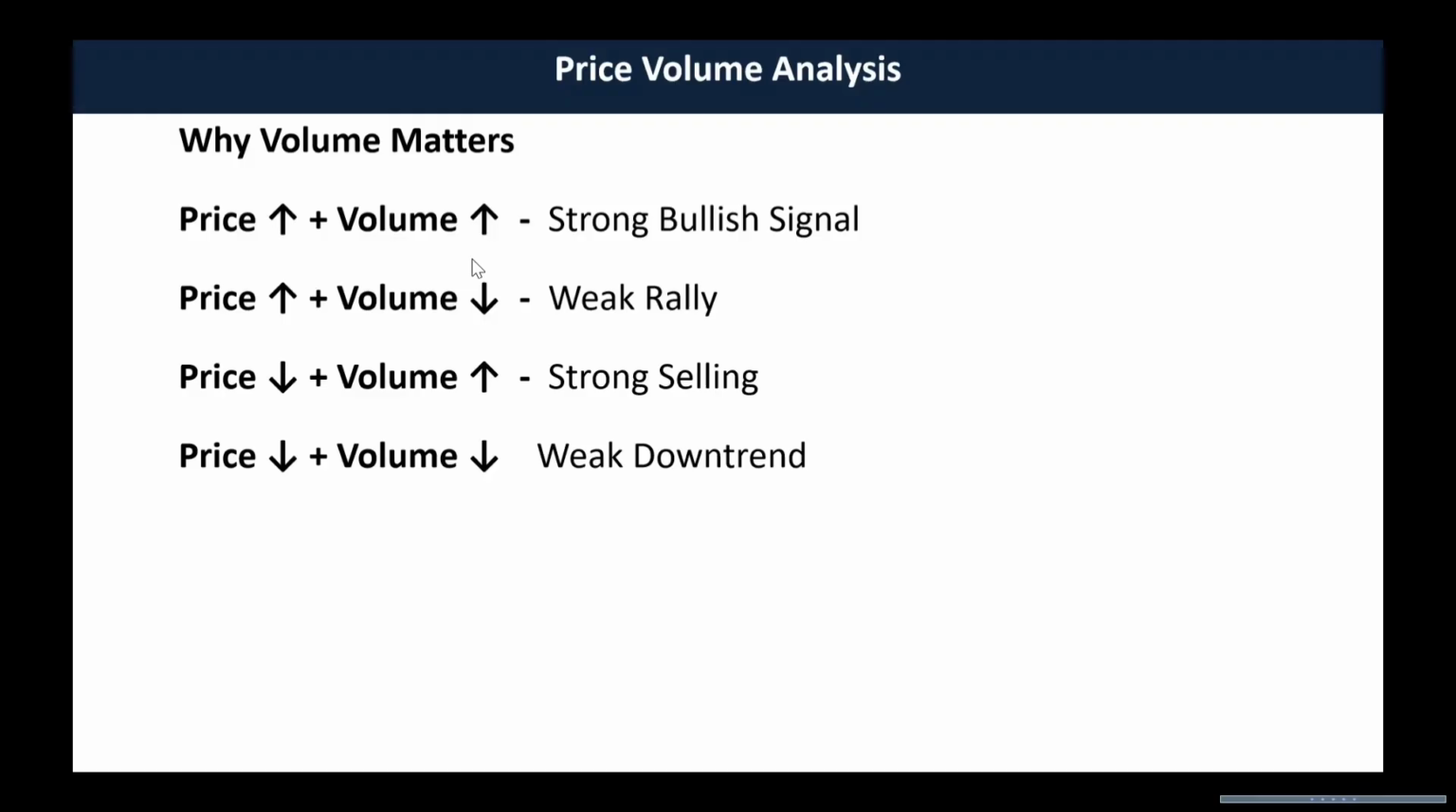Next, when prices are increasing but the volume is decreasing, then it is called what? Weak rally, right? Coming to the third one, when the prices are decreasing but volume is increasing, it's called what? Strong selling. Now the fourth one: if the prices are decreasing and volume is also decreasing, it's called a weak downtrend. Understand how the market is affected by price and volume.